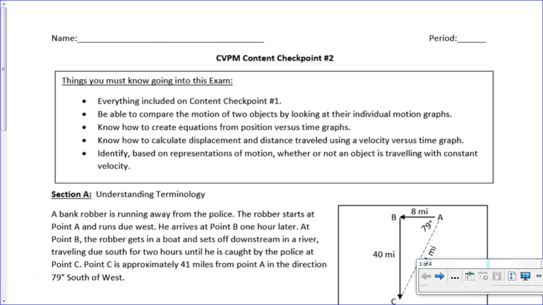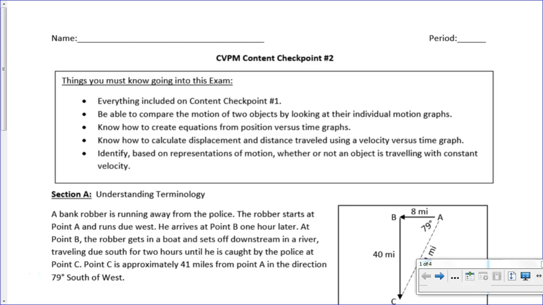So the first thing I want to talk about is up at the top. It says make sure you go back and check out content checkpoint number 1 because there's a lot of information on there. It's still going to be important that you know all of those things for this test, so try that out.